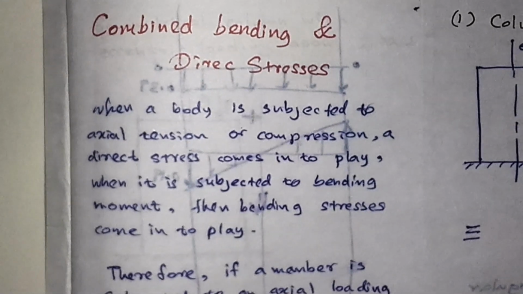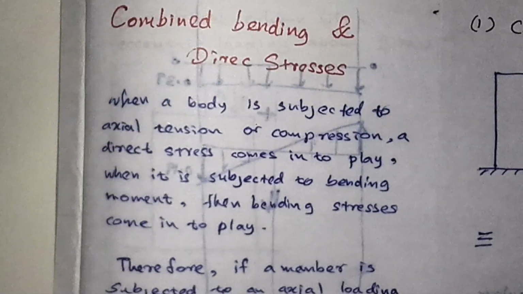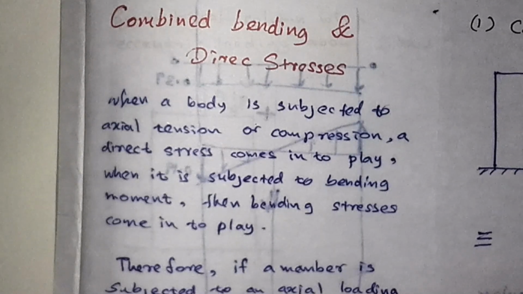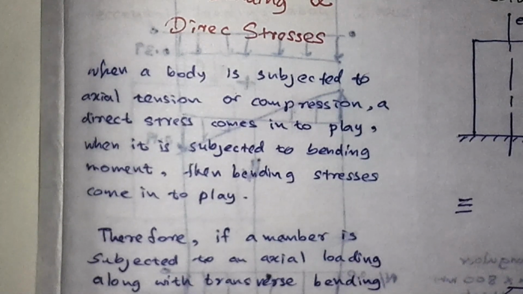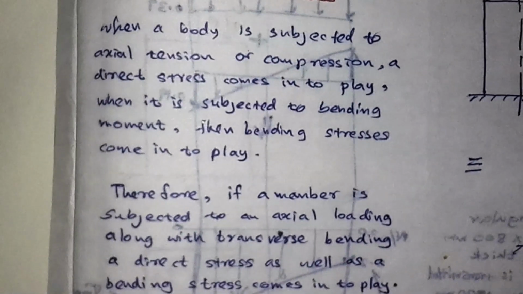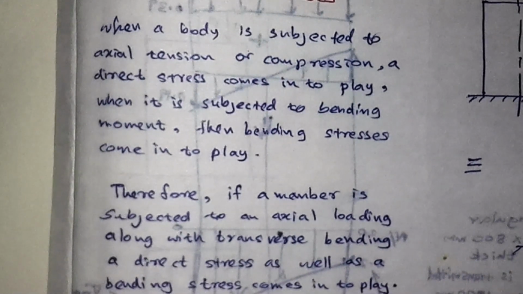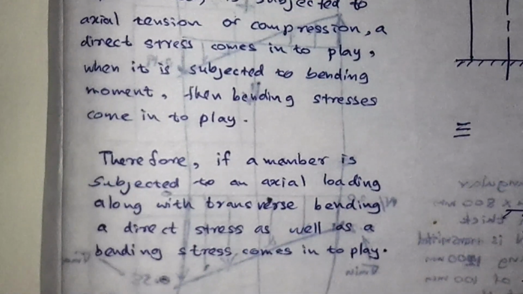And today we are going to talk about a very good topic, combined bending and direct stresses. When a body is subjected to axial tension or compression, a direct stress comes into play. When it is subjected to a bending moment, then bending stress comes into play. Therefore, if a member is subjected to an axial loading, a load in the vertical direction, along with transverse bending, a direct stress as well as a bending stress come into play.